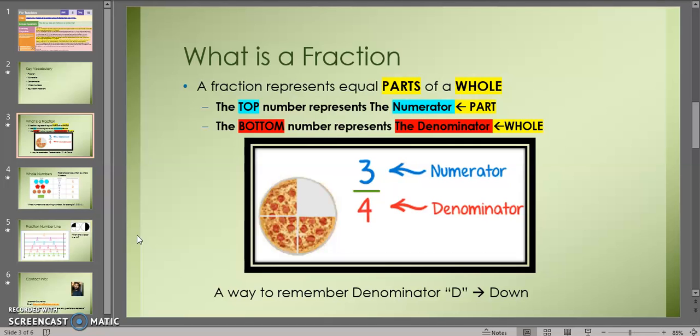In this example, the pizza is cut into 4 equal pieces, and there are 3 slices left. Therefore, we would read this fraction as 3 out of 4. 3 is the numerator, and 4 is the denominator.